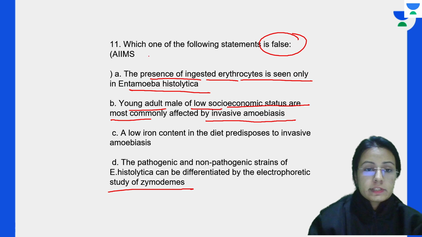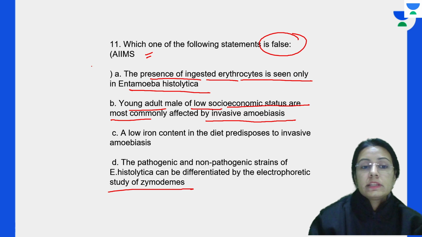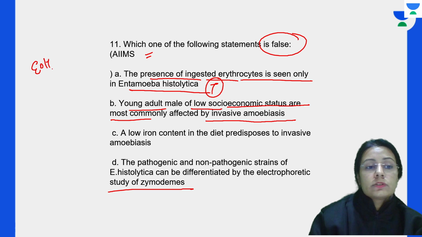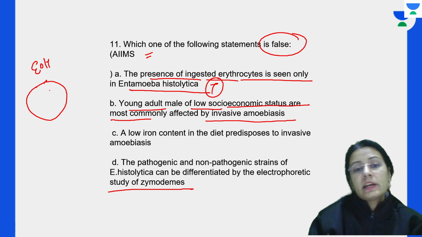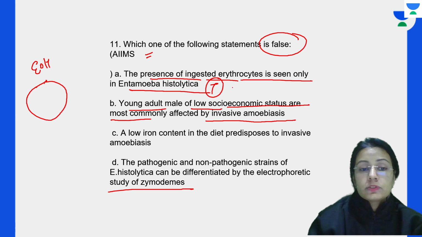Yes, so which of the following statements is false? We will come to each one. The presence of ingested erythrocytes is seen only in Entamoeba histolytica, which is a true statement, because it is a feature of Entamoeba histolytica that by pseudopodia they engulf the RBCs, which are present inside it, and it is seen only in Entamoeba histolytica.